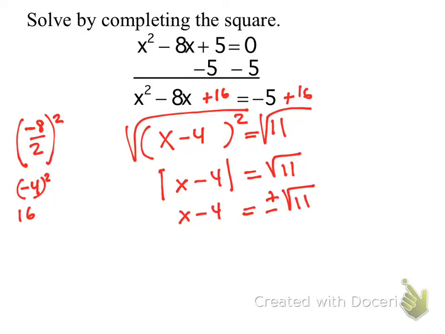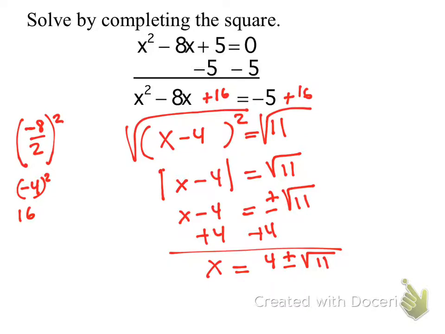You should be writing the steps if your steps don't look like mine. Now, add 4. I get x equals 4 plus or minus square root of 11. Are you with me? And that is a perfectly good answer. I don't have to estimate. I can leave it under the radical.